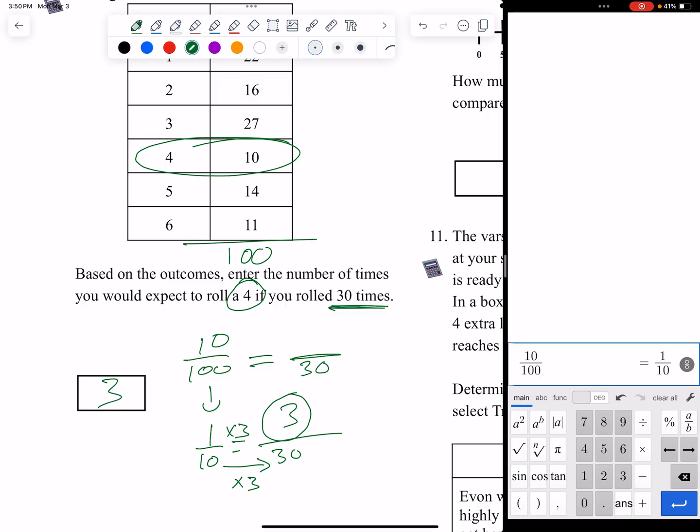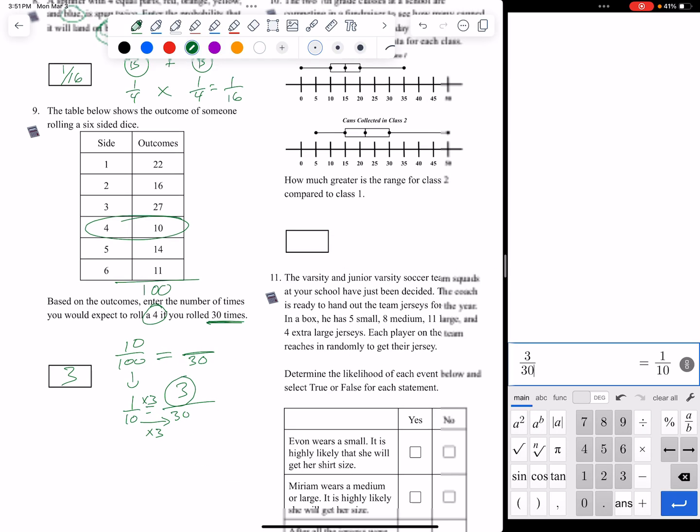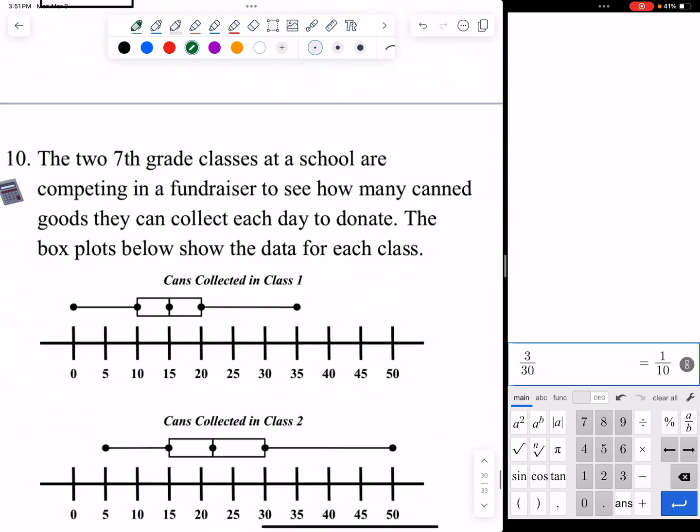And that should make sense, right? Because 10 out of 100 is really small. So if it's out of 30, I should also get a small number. So if I do 3 divided by 30, guess what? I also get 0.1, aka 1 over 10. So those are fine. Number 10.